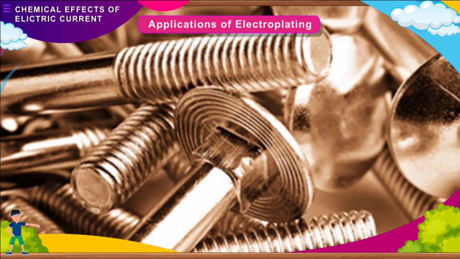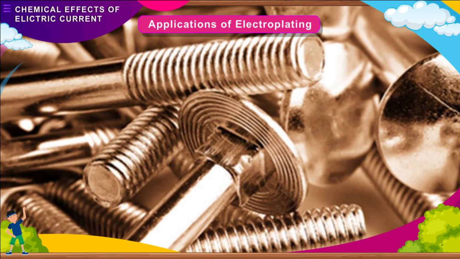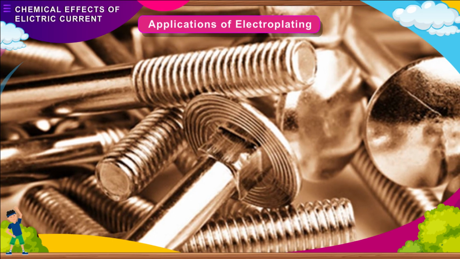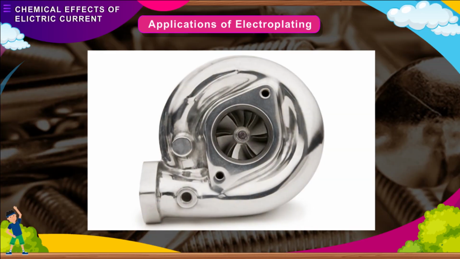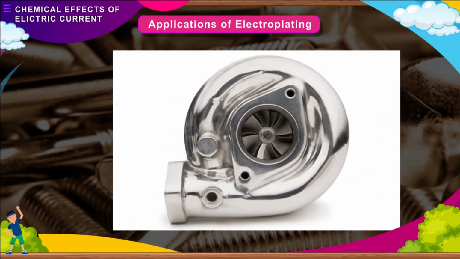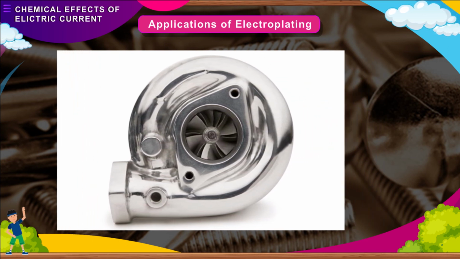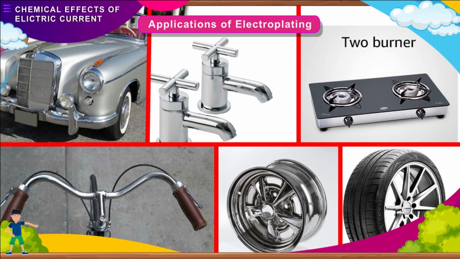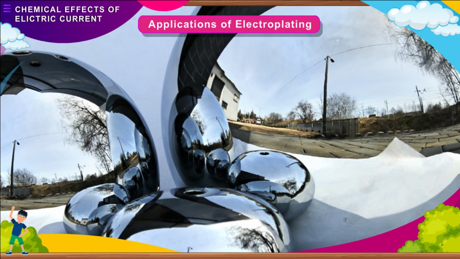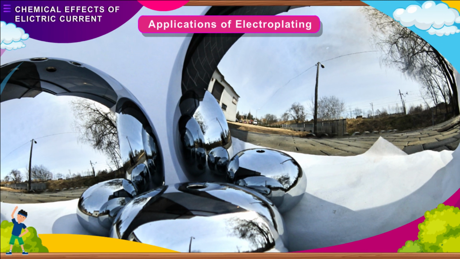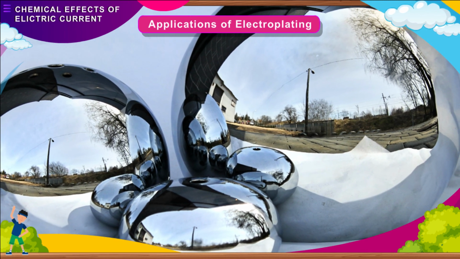Applications of electroplating. Electroplating is widely used in industries for coating metal objects with a thin layer of another metal. The layer of metal deposited has some desired property which the metal of the object lacks. For example, chromium plating is done on objects like car parts, bath taps, kitchen gas burners, bicycle handlebars, wheel rims, and others. Chromium has a shiny appearance. It does not corrode and resists scratches.